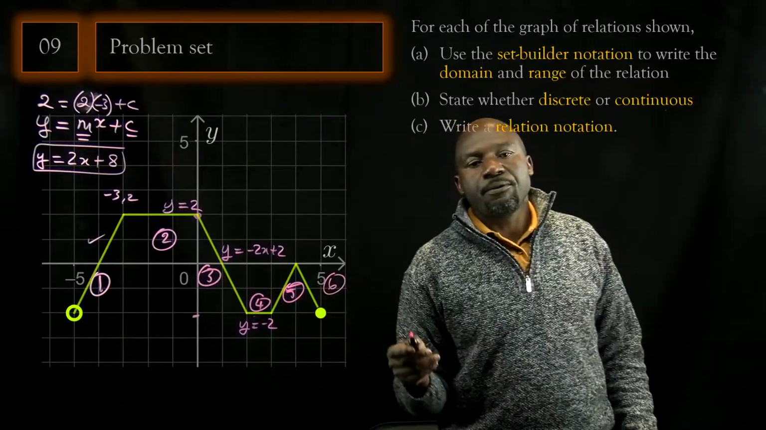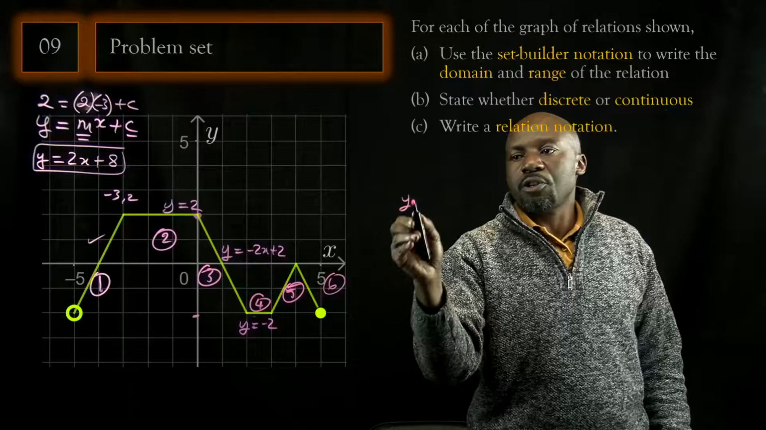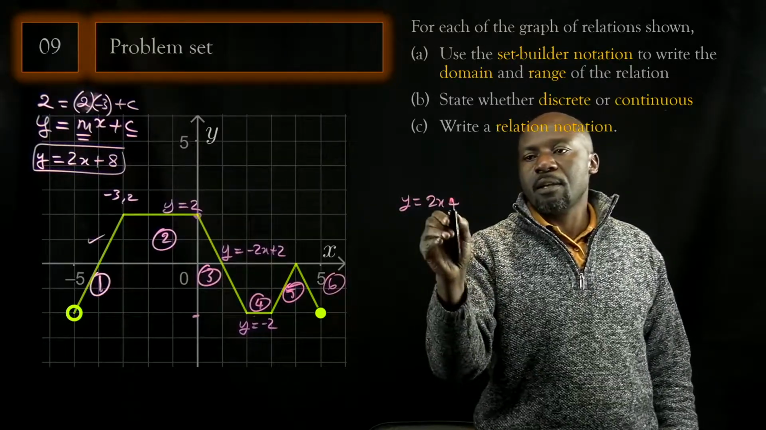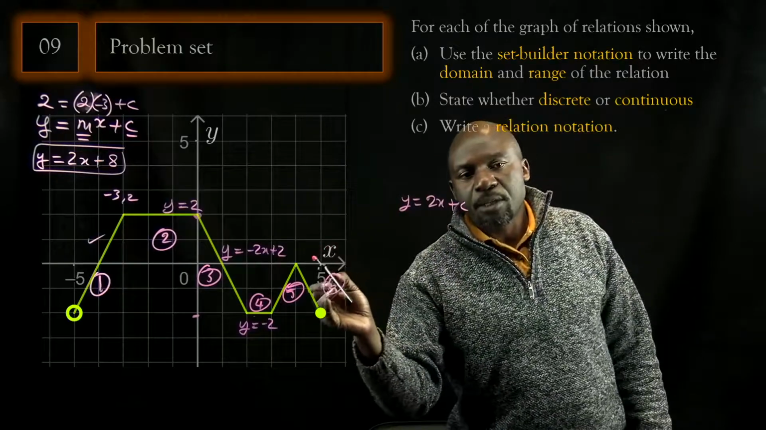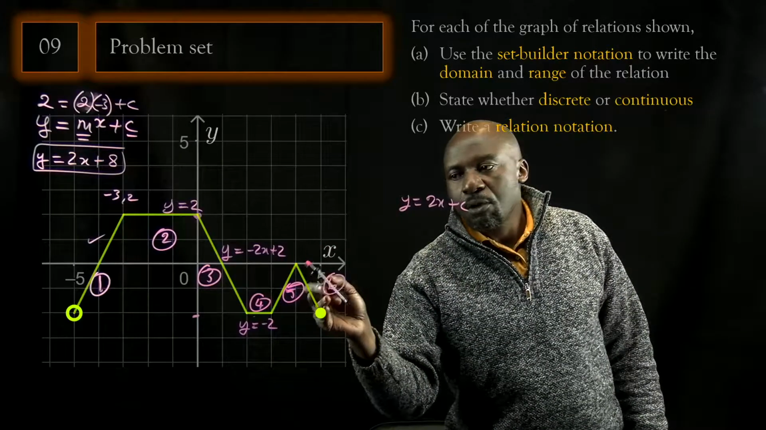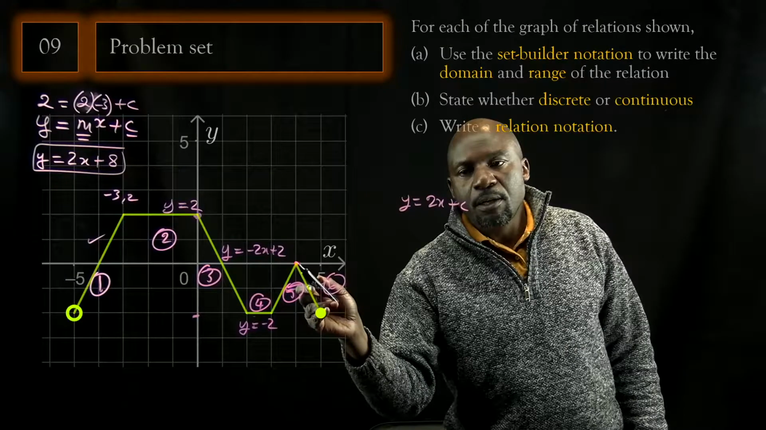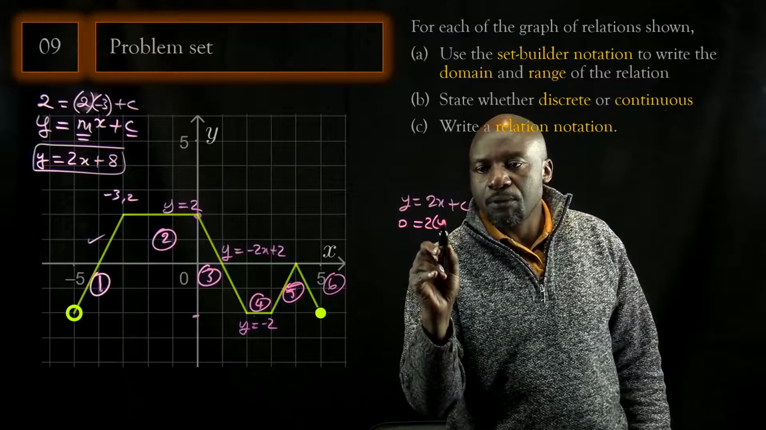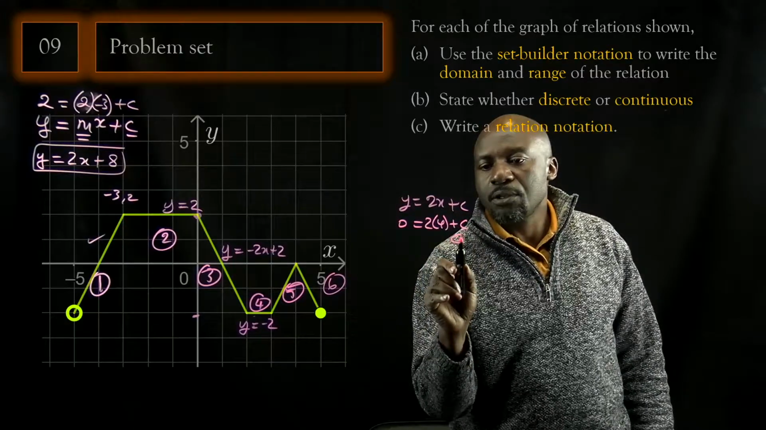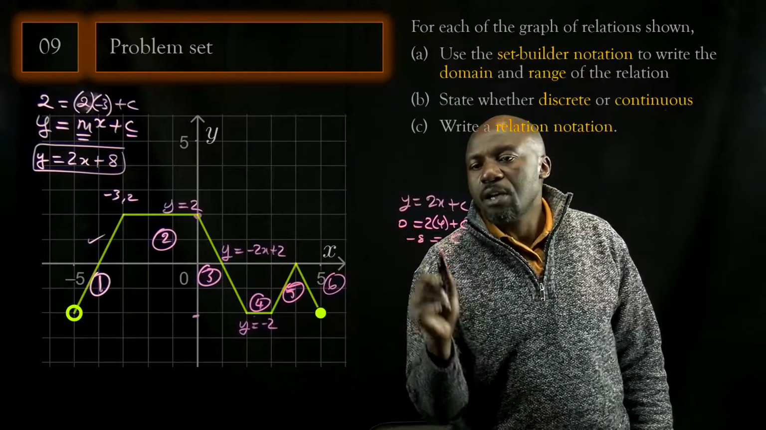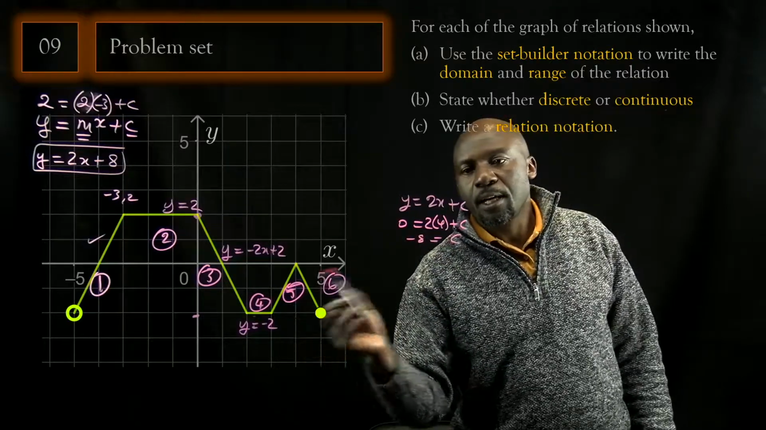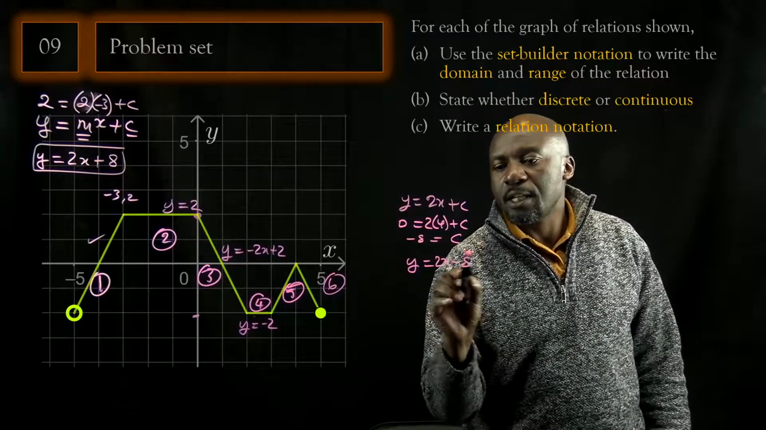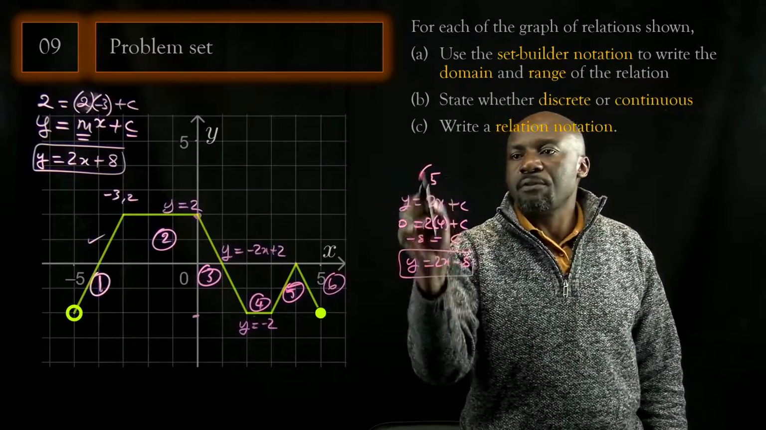Okay, so for line 5, the gradient is 2, so we know the equation is y is 2x plus c. We need to find c. We know the line passes through (4, 0), so x is 4, y is 0. 0 is 2 into 4 plus c, so c is negative 8. So the equation of this line is y is 2x minus 8. That is for line 5.